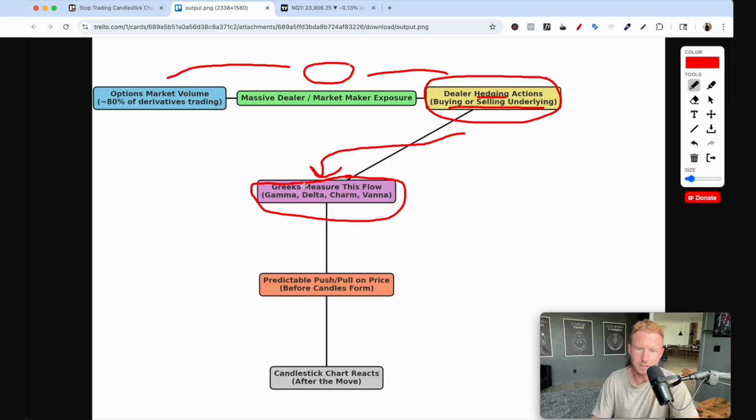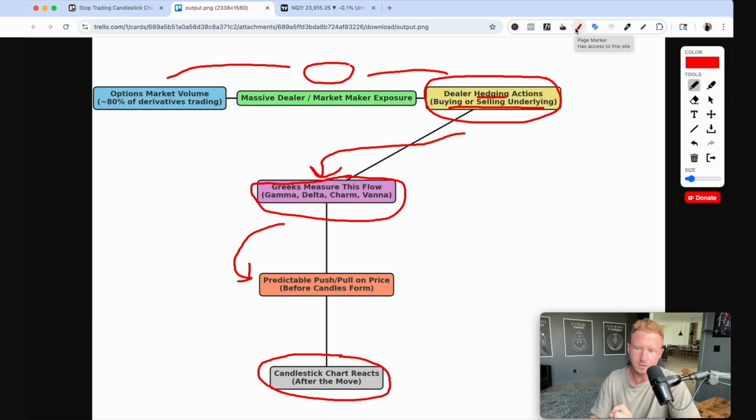What happens is inside the Greeks, you can see predictable push/pull, right? So basically looking at key levels in the market. These Greeks will create key levels in the market and you can see the overall market context. And then candlesticks will react based on what is happening in the actual market. So the last thing you see is the candlesticks, and this is what everyone trades off of, and it's reacting based off the move.